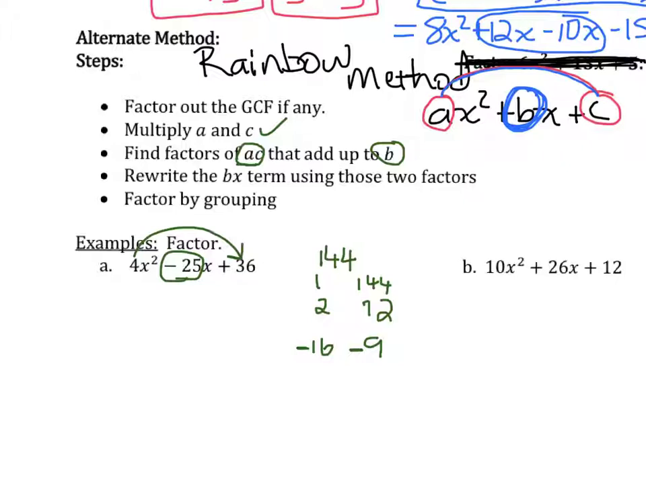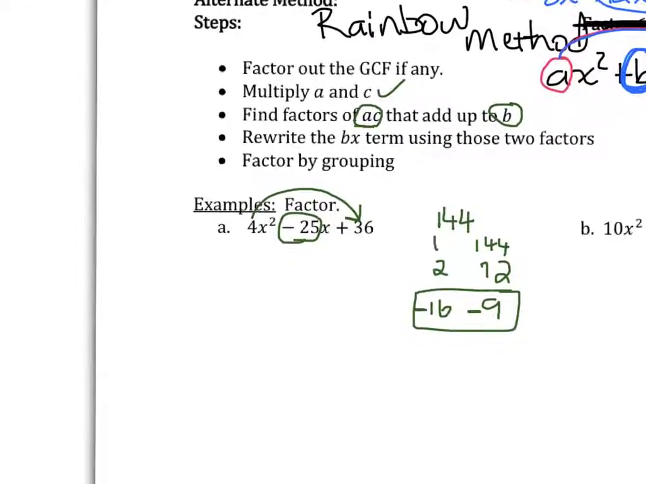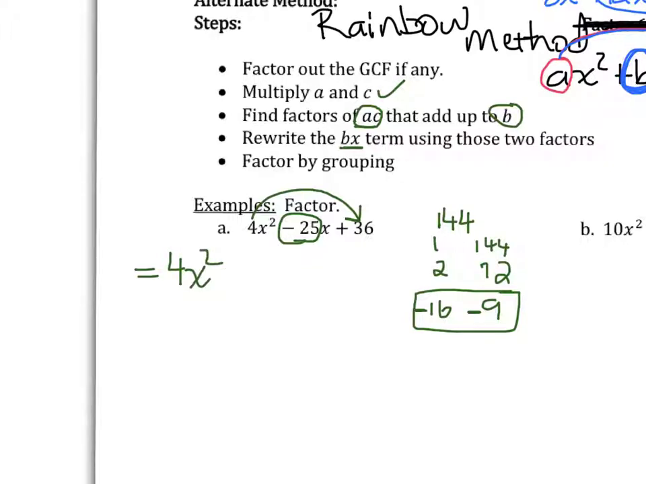All right, and so these are my two numbers that I'm going to be using to help me go to my next step. The next step says to rewrite your bx term, this negative 25x, using those two factors. So I'm going to leave my 4x squared the same, but now instead of using negative 25x, I'm going to use a negative 16x minus a 9x.